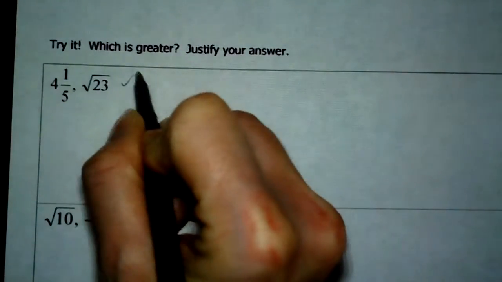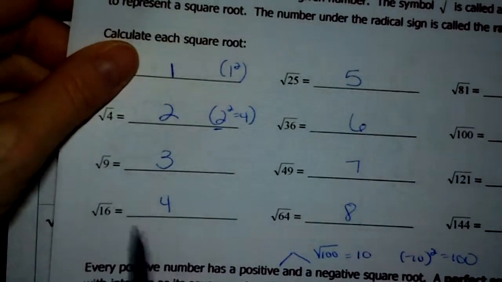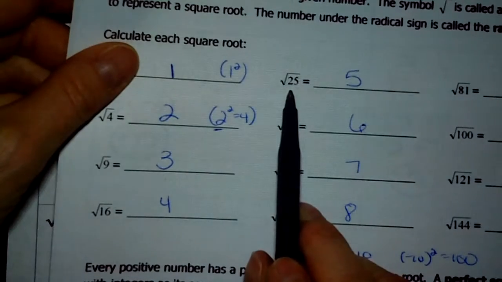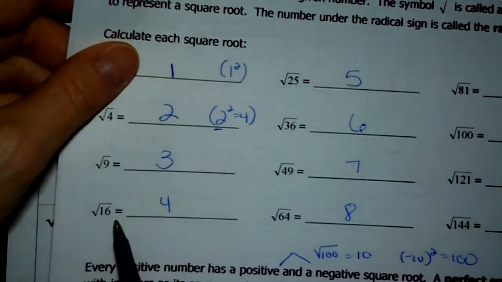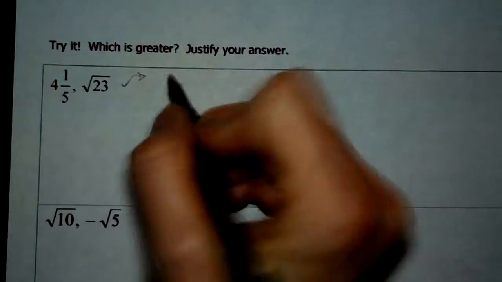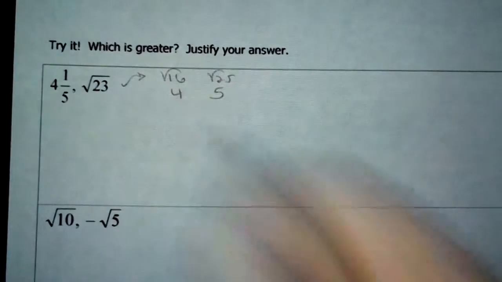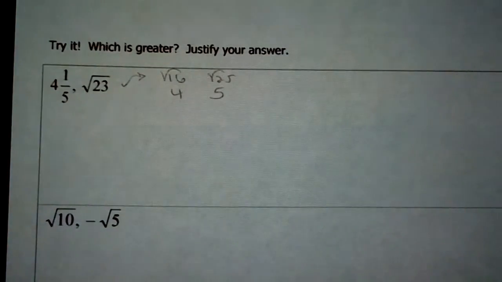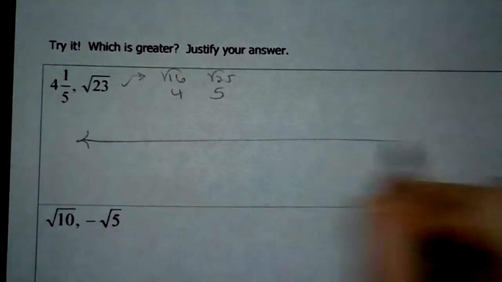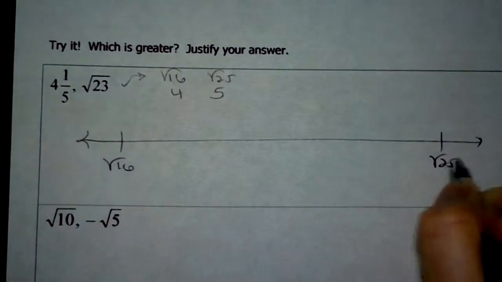So with the square root of 23, if you're looking at your chart, the square root of 23 would fall between the square root of 16 and the square root of 25, right? Because 17, 18, 19, 20, 21, 22, 23. Yes. So the square root of 16, which is 4, and the square root of 25, which is 5. Well, 4 1/5 also falls between 4 and 5. Crazy, isn't it?